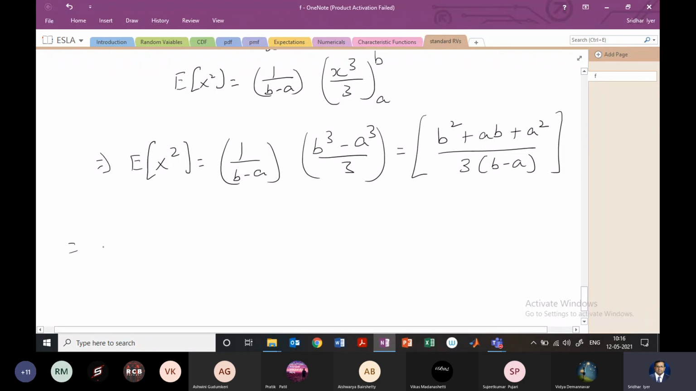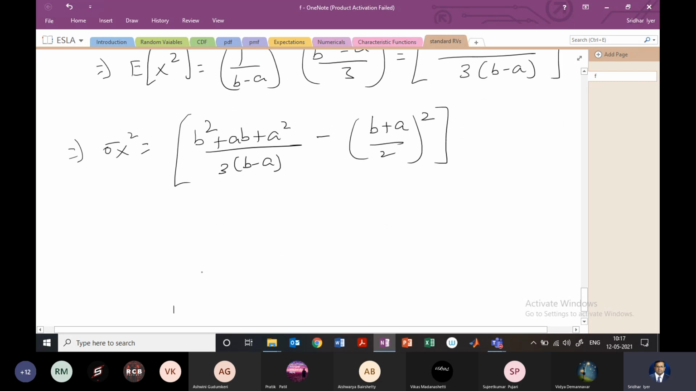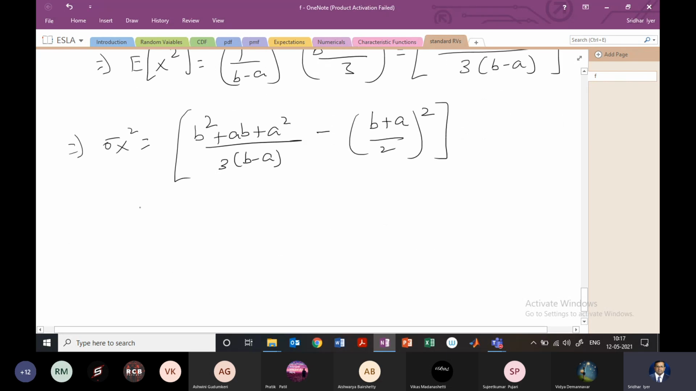So from here we can get sigma x square, which is E of x square minus mu x the whole square. So I'll write E of x square, which is (b square plus ab plus a square) by 3 into (b minus a), minus (b plus a) by 2 the whole square. So now we need to solve this, and once you solve this, you'll get your sigma x square.